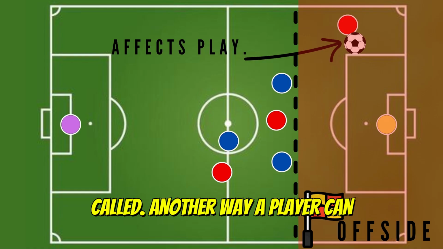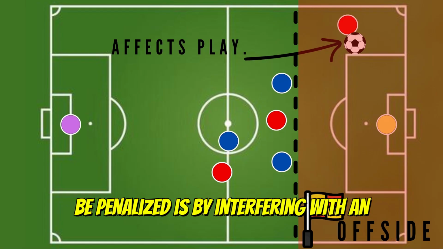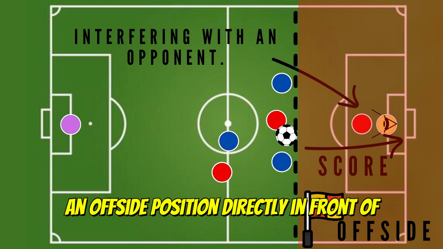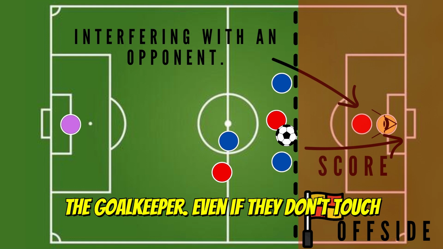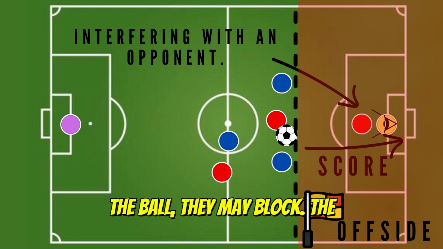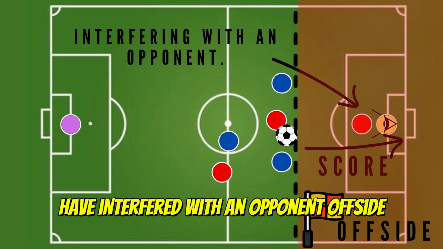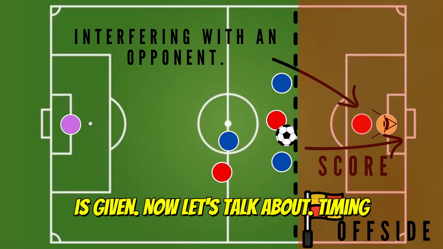Another way a player can be penalized is by interfering with an opponent. Imagine an attacker standing in an offside position directly in front of the goalkeeper. Even if they don't touch the ball, they may block the goalkeeper's view of a shot. Because they have interfered with an opponent, offside is given.